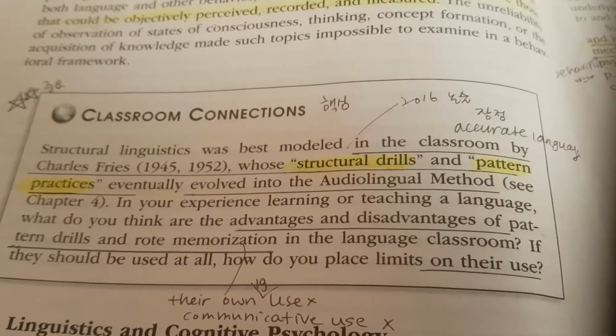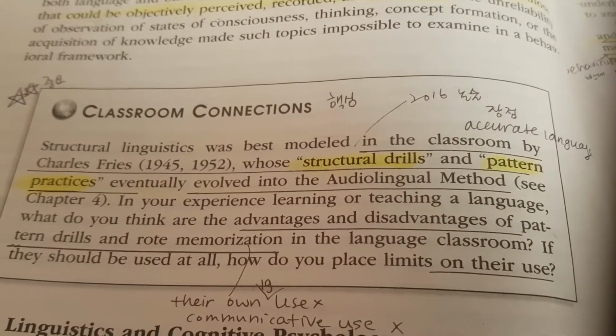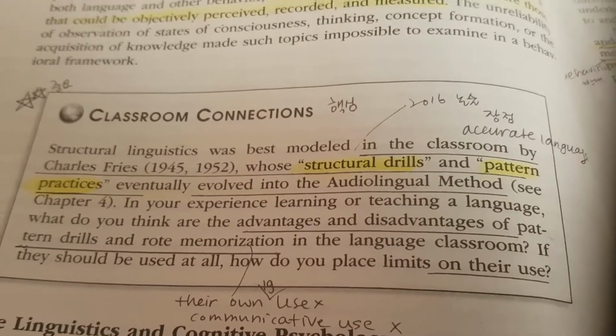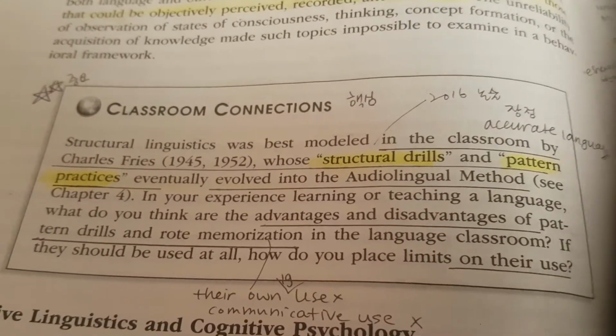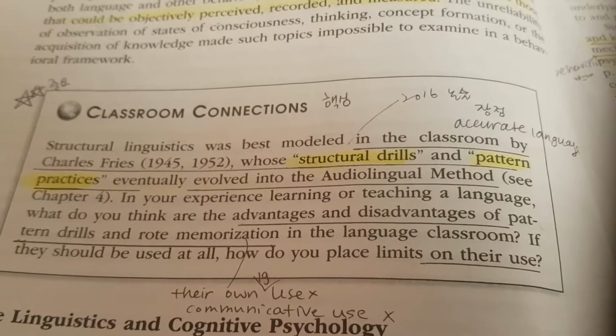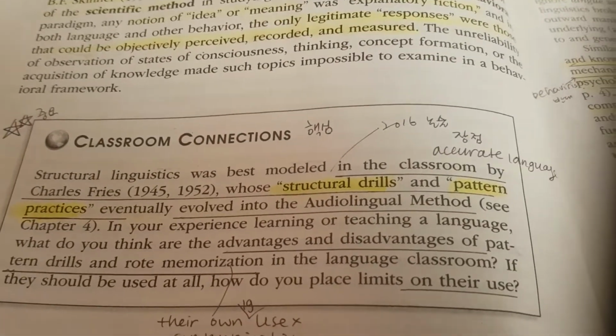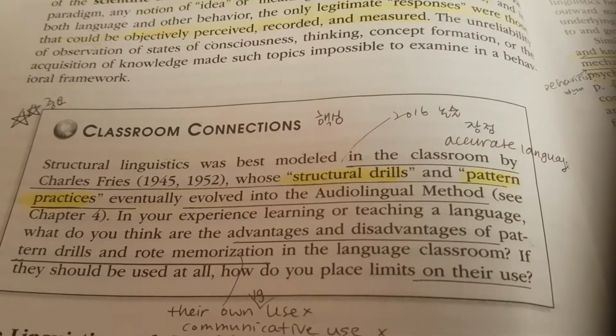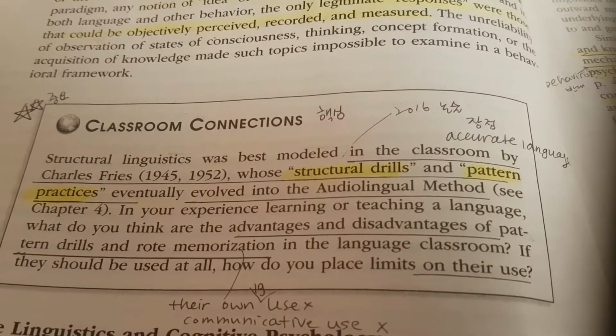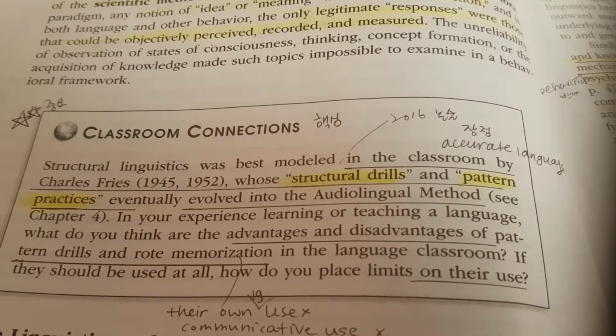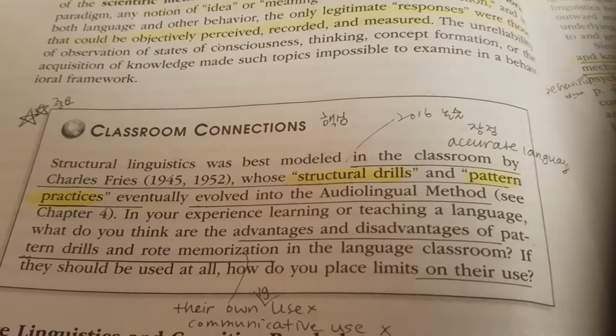But if you know more advantages or disadvantages, I just want you to add your comments, and I will be really grateful for that. And if they should be used at all, how do you place limits on their use? For this question, I have two ways.